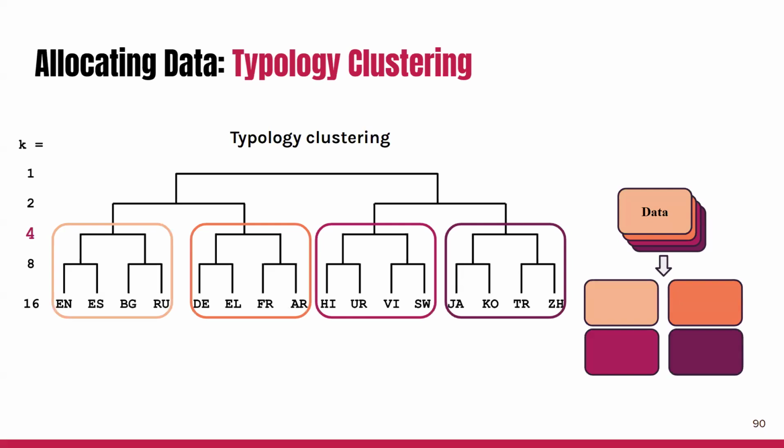Once we have this tree, you can pick the number of experts that you want to train on these languages and find the nodes in the tree that give you that number of clusters. And then in this clustering setting, every language that is the child of the same node is assigned to the same expert and used to train it.